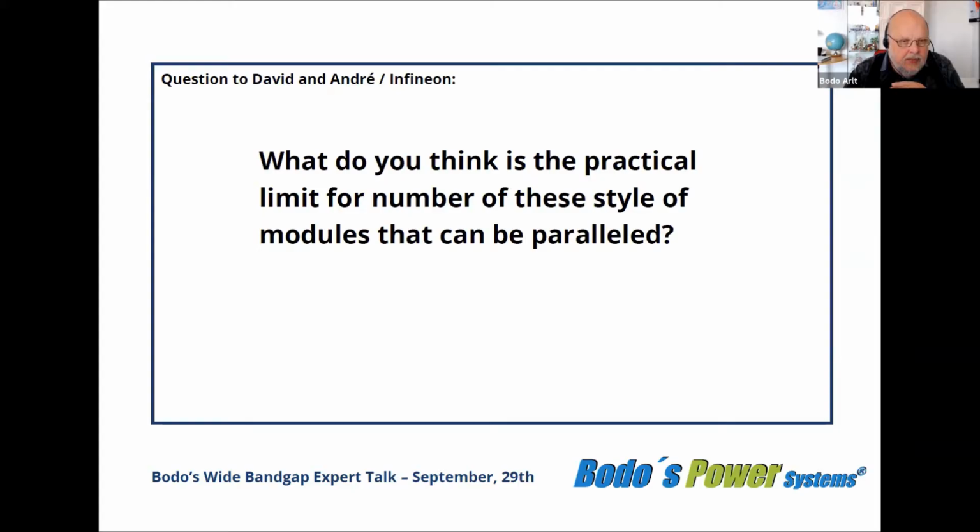Thank you, David. What do you think is the practical limit for the number of these style of modules that can be paralleled? Okay, awesome. David, perhaps I'll start with this. Again, I think this is a pretty common question that people ask, and we're talking about PCB-based modules here, and how many you could parallel, because people are saying, "Hey, could I parallel 20 or 30?" And there must be some practical limit.